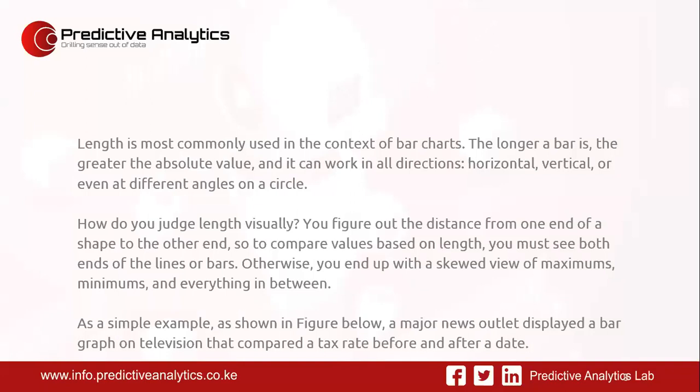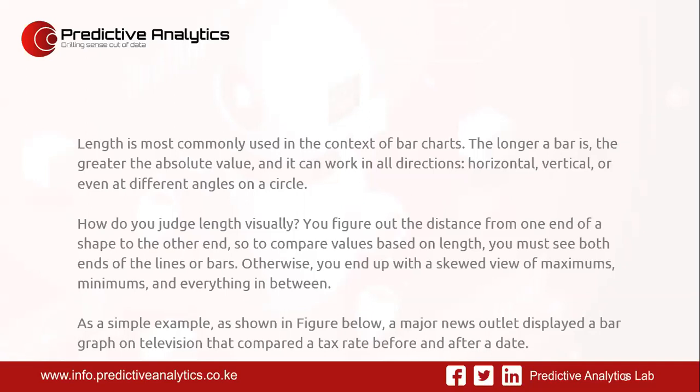How do you judge length visually? You figure out the distance from one end of a shape to the other end. So to compare values based on length, you must see both ends of the lines or bars. Otherwise, you end up with a skewed view of maximums, minimums, and everything in between.